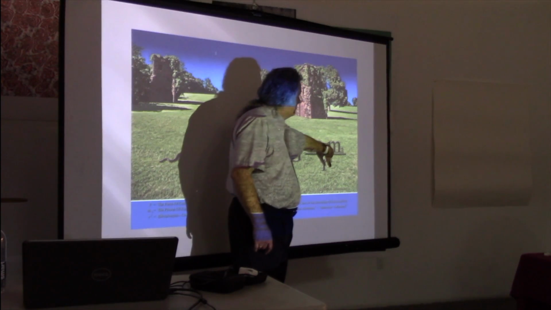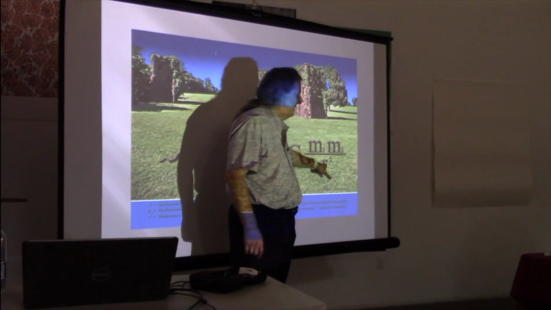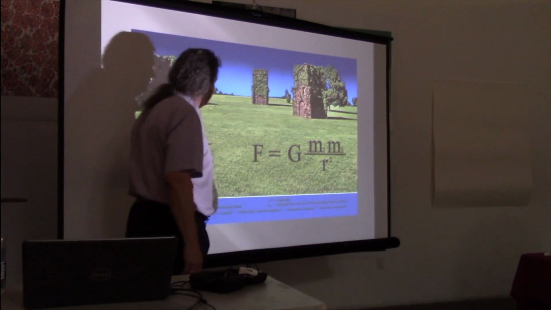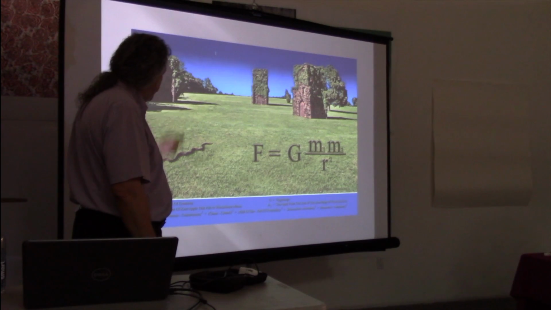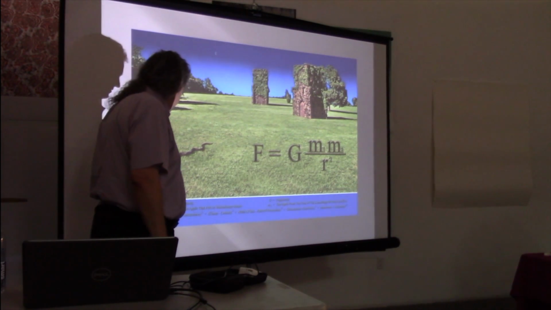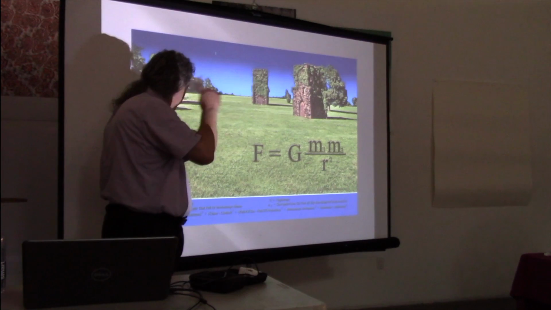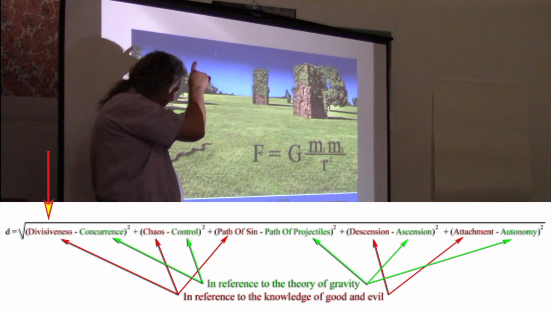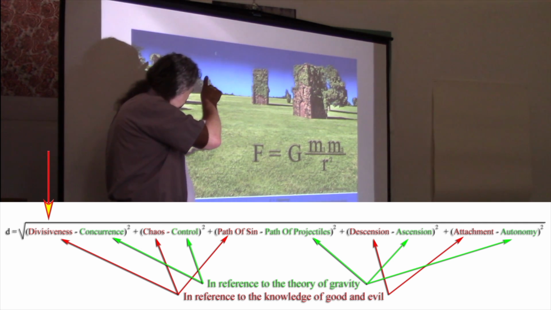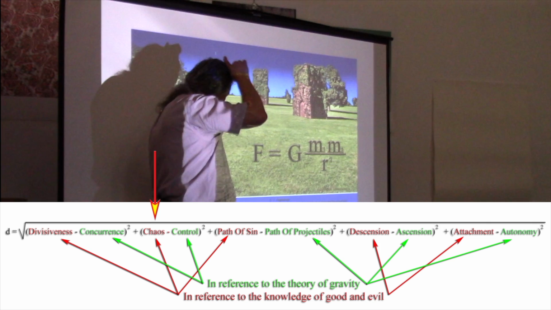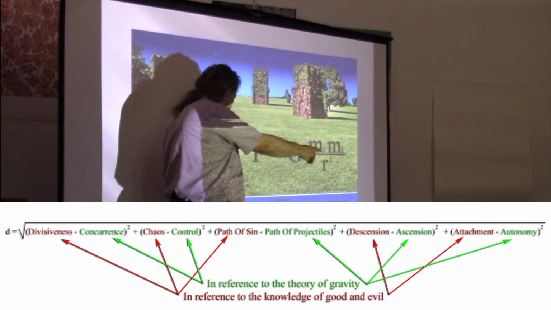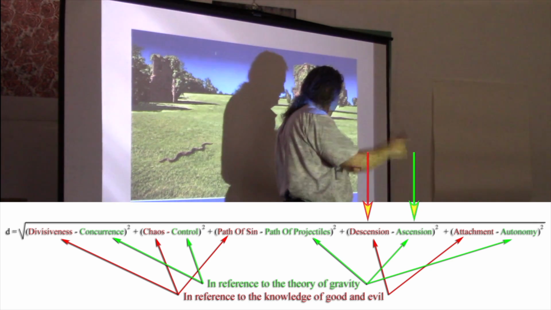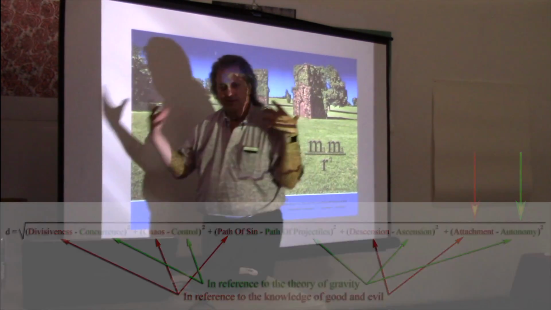So we have the two apples in space, the 5-dimensional distance between them, and the force of creativity, and the visual poetry that goes along with it. And again, the equation is between the distance between the apples, between divisiveness, the axis of divisiveness in the Garden of Eden, concurrence with Newton, chaos in the Garden of Eden, control with Newton, path of sin, path of projectiles, dissension, ascension, attachments, and autonomy, where we can feel these.